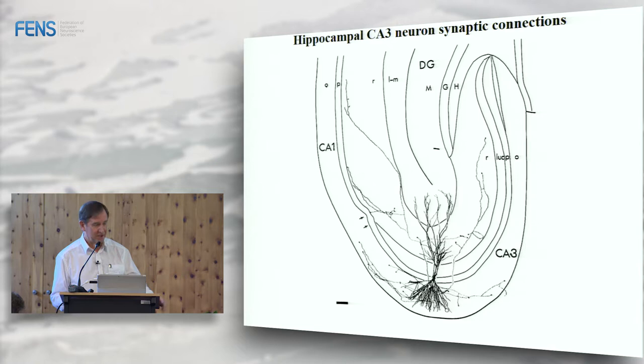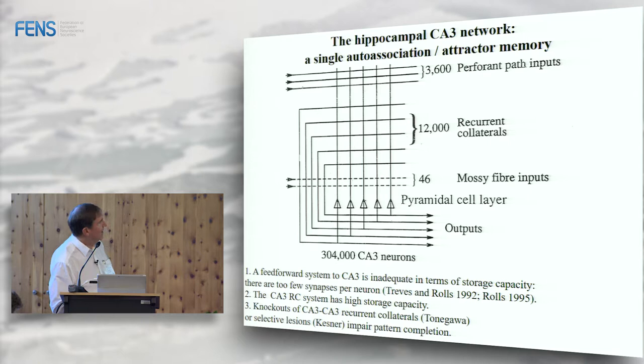Okay. Right. Now let's have a look at the numbers. What are they telling us? Here we are, 300,000 CA3 cells in the rat, 46 mossy fiber inputs to each CA3 pyramidal cell. Look at this number, the recurrent collaterals, 12,000 are received by each CA3 neuron. Look at the numbers, they're so different. That must be telling us something. And then 3,600 perforant path inputs, okay?